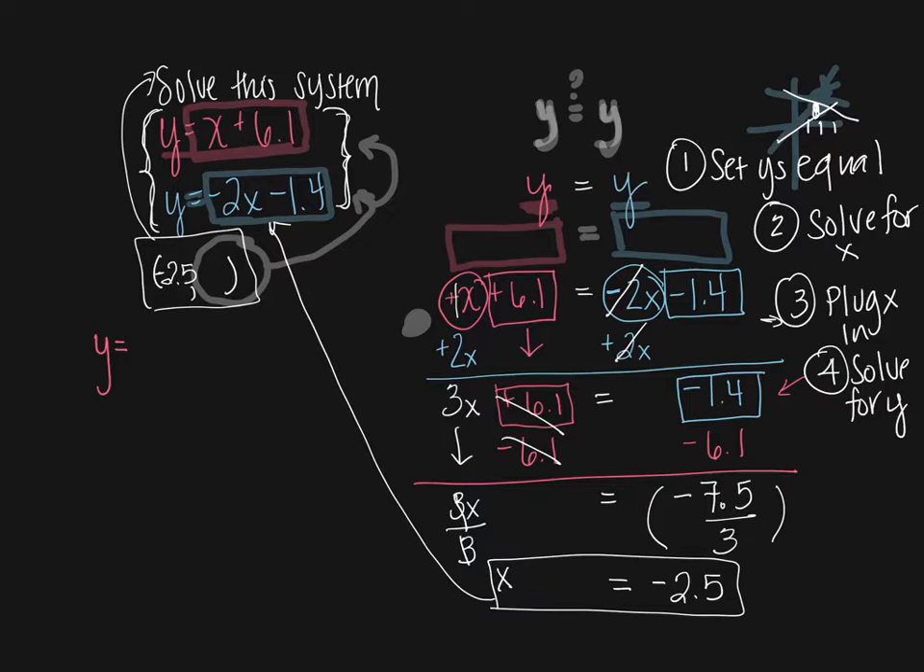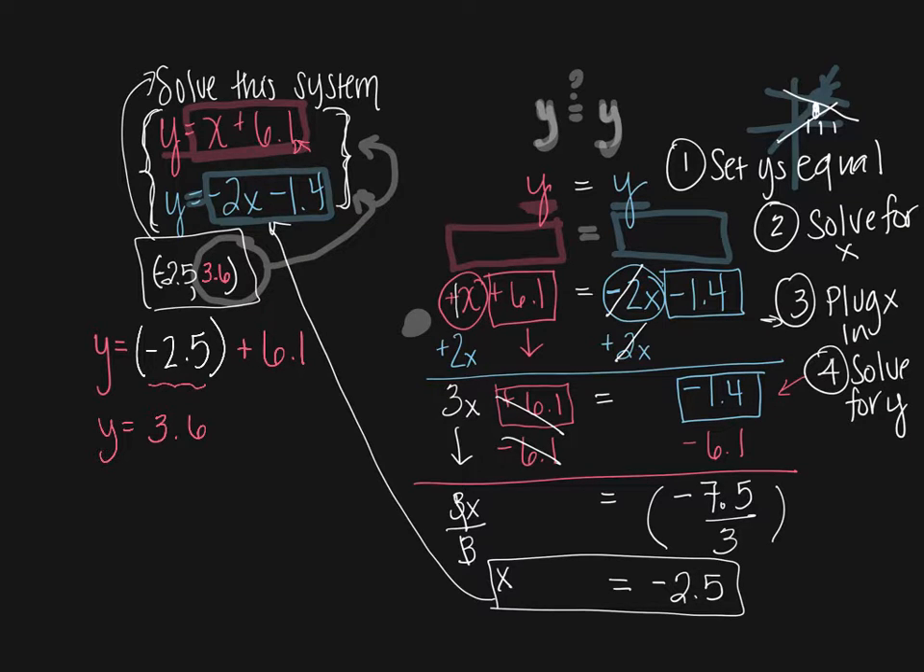If I do my pink, y equals, and I'm going to plug my x in, negative 2.5 plus 6.1. That's this formula right here. In place of x, I put negative 2.5. So now I'm going to solve for y. Y equals, well, what is 6.1 minus 2.5? Plug it into your calculator. 6.1 minus 2.5 is going to be a positive 3.6. Again, not a pretty number, but it works.